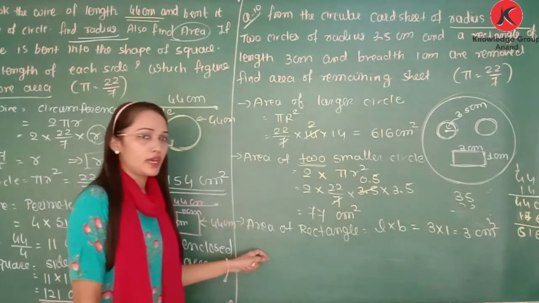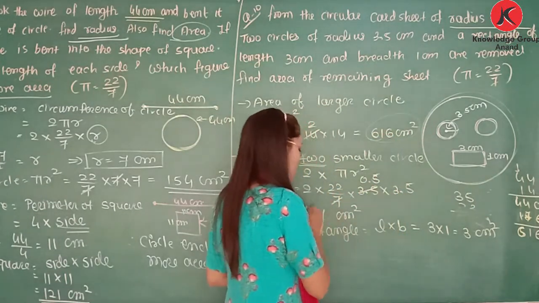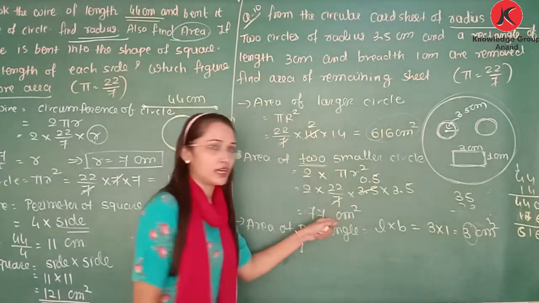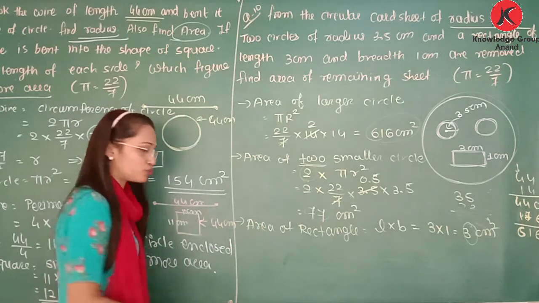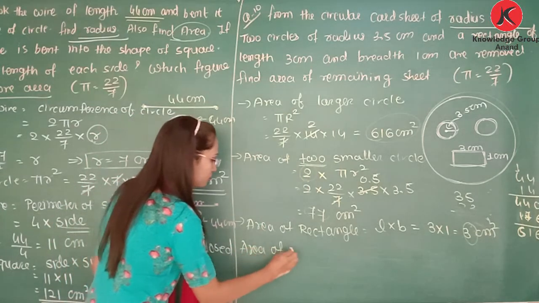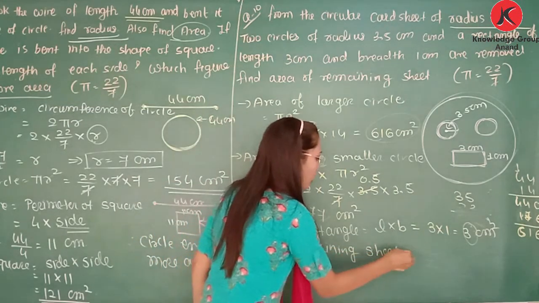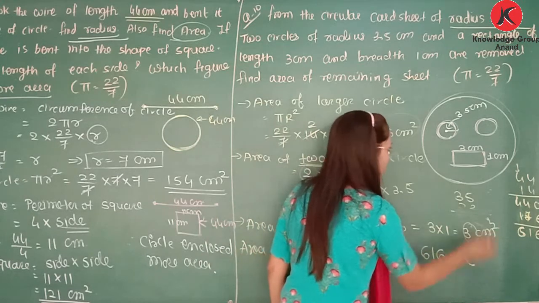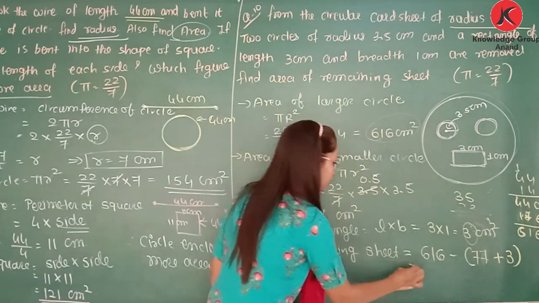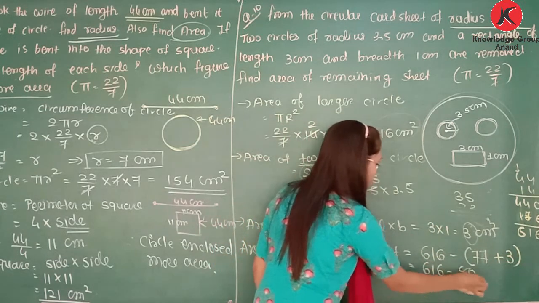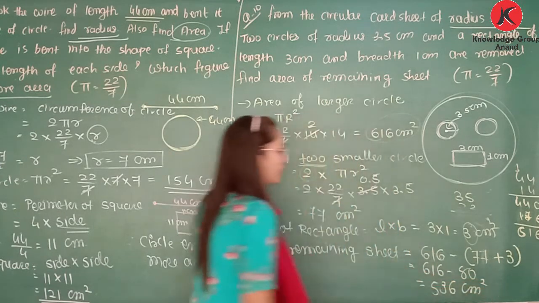Now to find the remaining area from the whole circle, that is 616, we need to remove 77 and 3. Here we found the area for both circles, so that is 77 centimeters square, because you can see we multiplied with 2. So for the remaining sheet from whole circle, we need to remove area of two circles, that is 77, and area of rectangle. So 616 minus 80. If you subtract this, you will get 536 centimeters square. Clear?